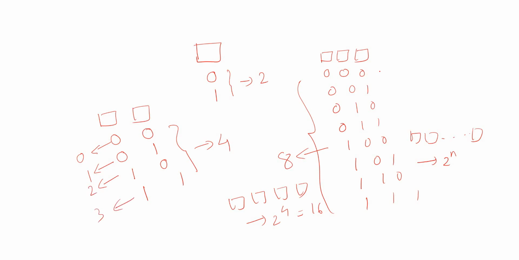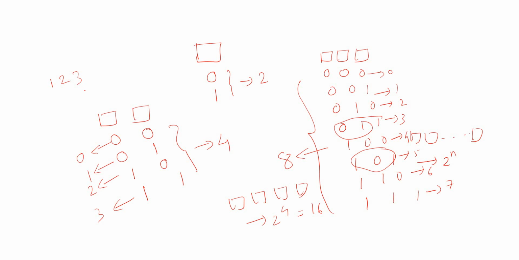Similarly, for 3 digits, this will be 0, 1, 2, 3, 4, 5, 6, 7. So how do we know this is 3 and this is 5? We have already seen in the decimal number system.